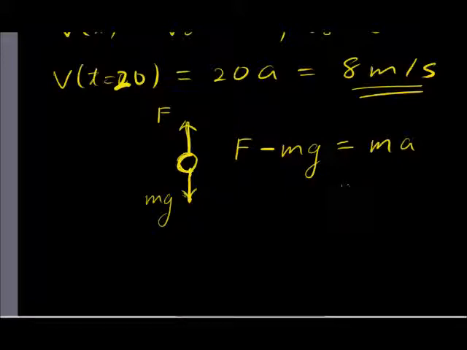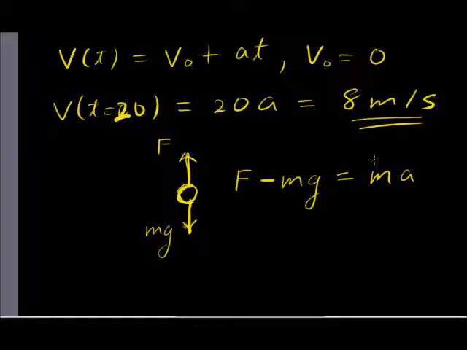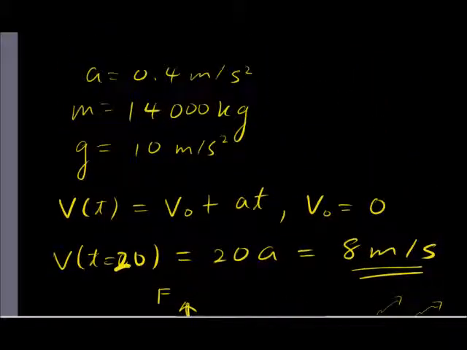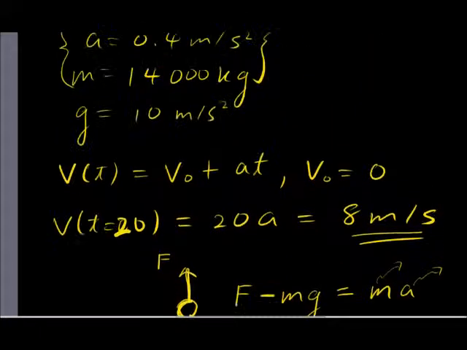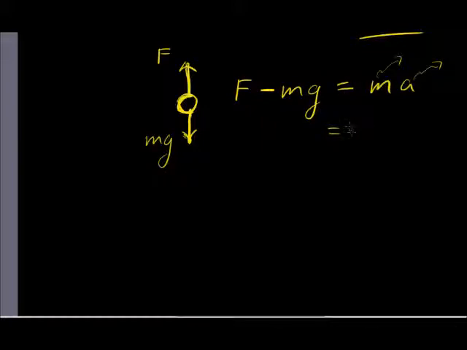So basically to get the answer to these questions, we just need this information, and of course the acceleration of the helicopter, and luckily it's already given in the questions. So this is just equal to 14,000 multiplied by 0.4, and the answer would be 5,600 Newton.